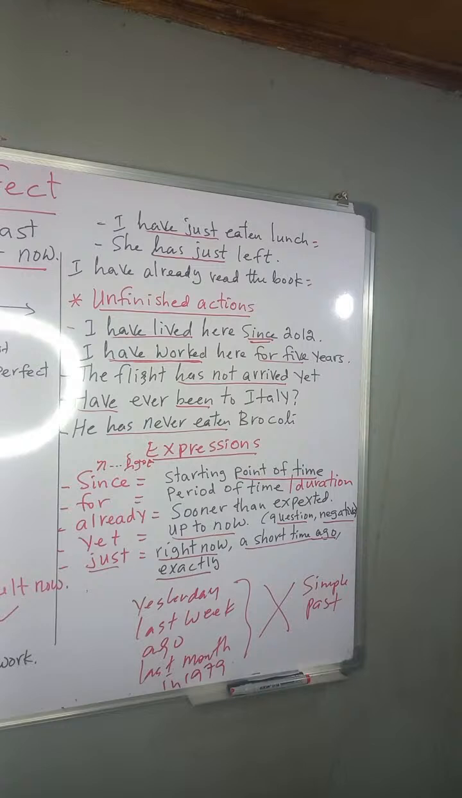Unfinished action 5 examples. Action in the past with result now 5 examples. Altogether 10 examples. By the way, these notes are very important about since, for, already, yet, and just. It's better if you write, but it's not a must.